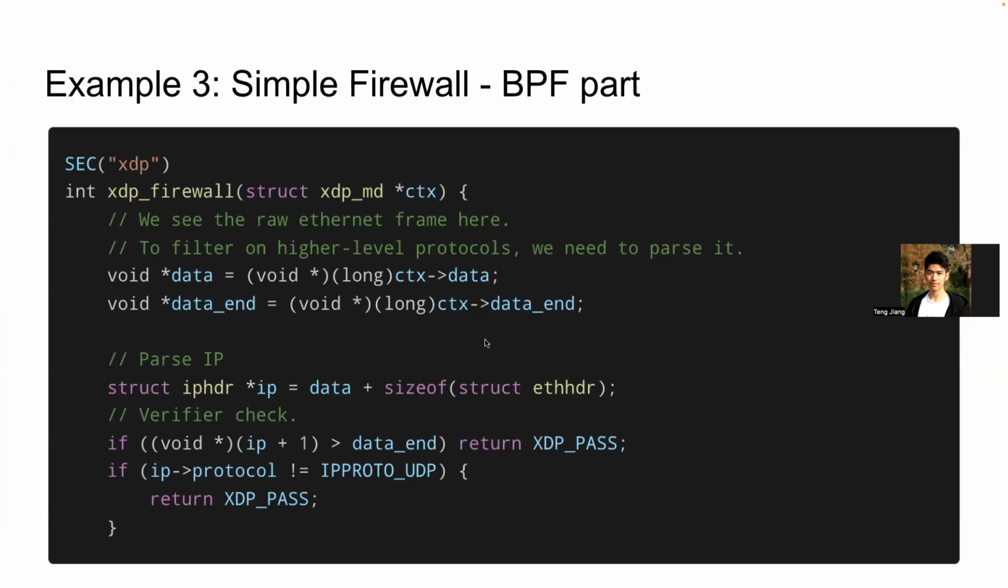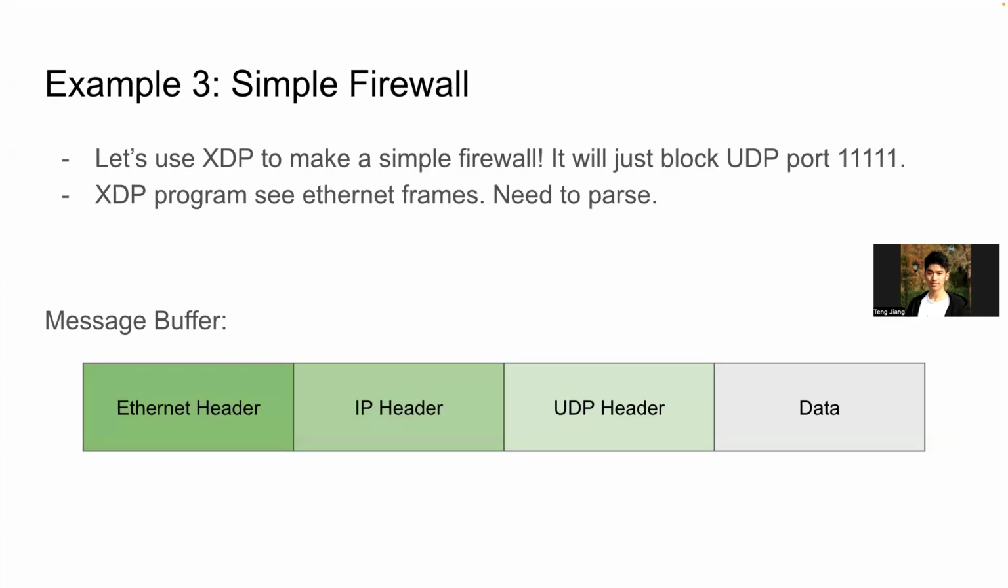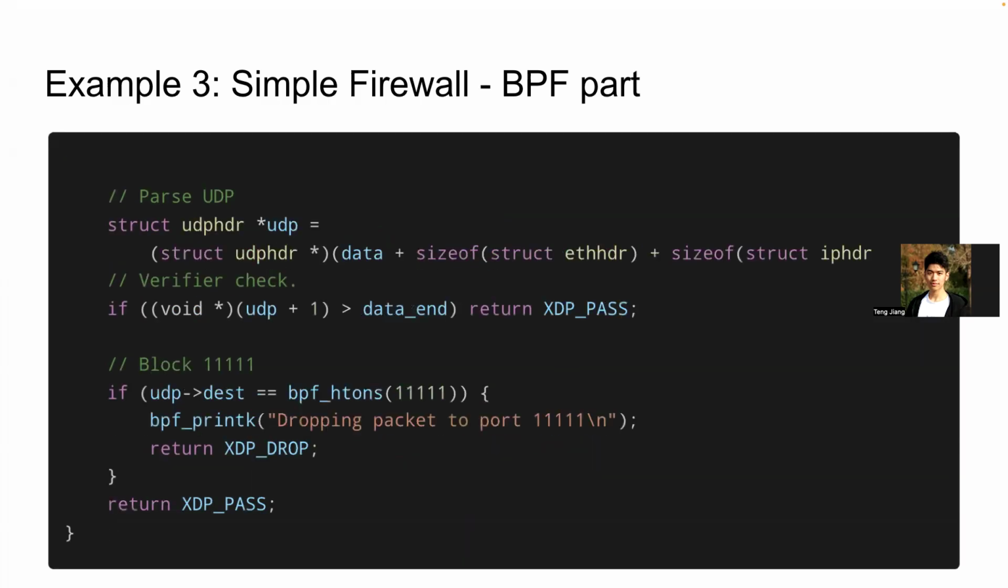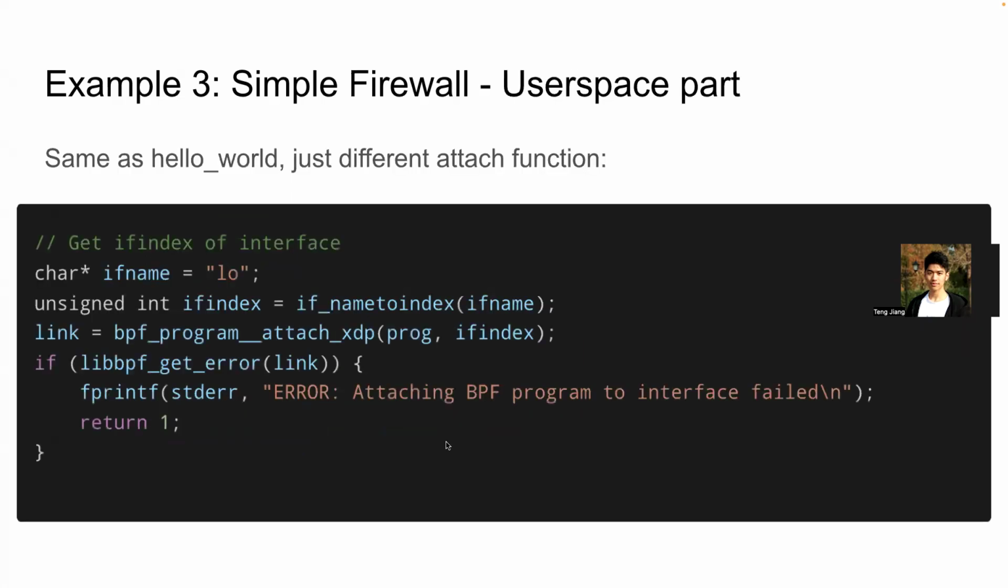Because you bypass the Linux network stack, you have to parse the network packet yourself. You get passed this XDP context, and you try to parse what the protocol is, parse the IP header, and verify that the protocol is actually UDP, which is what we're trying to drop. We just block UDP port 11111, and we're parsing the UDP header. The verifier checks it so that it doesn't go out of range. Then finally, we block the 11111 port. So let's run through the example.